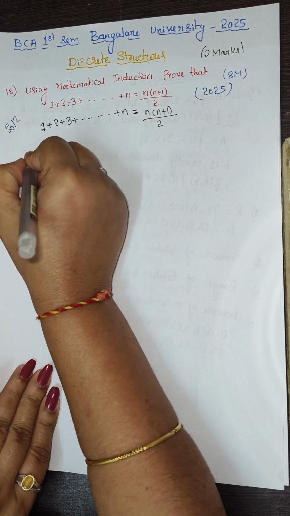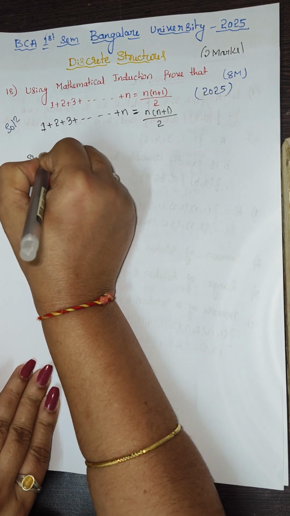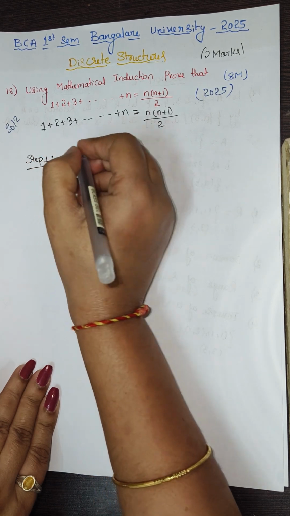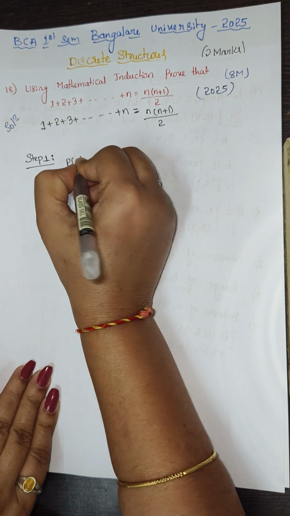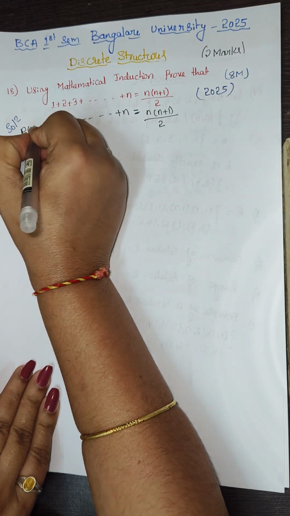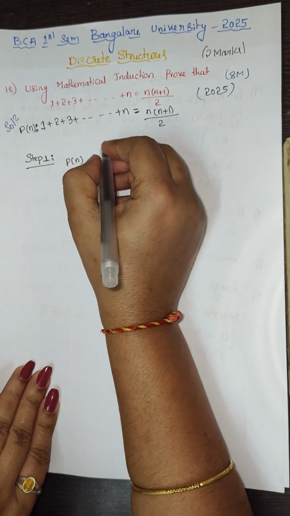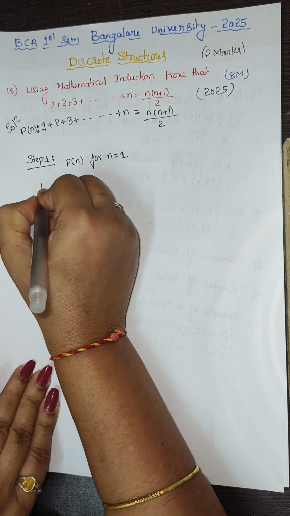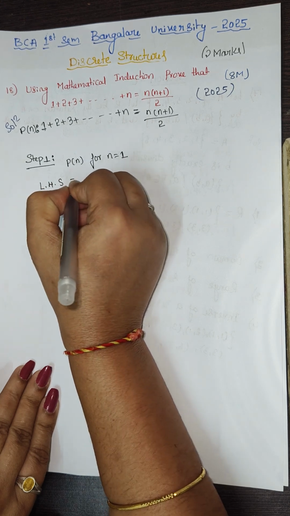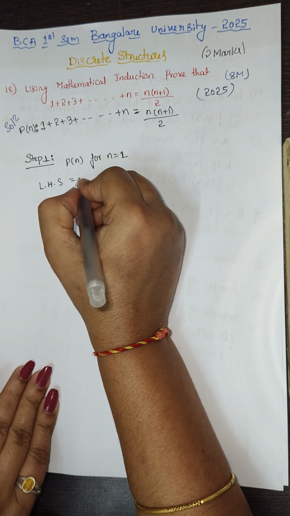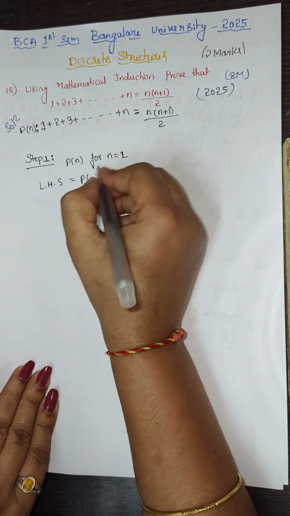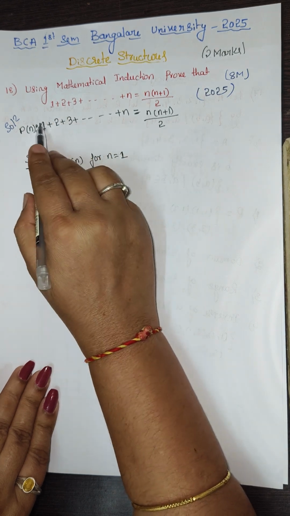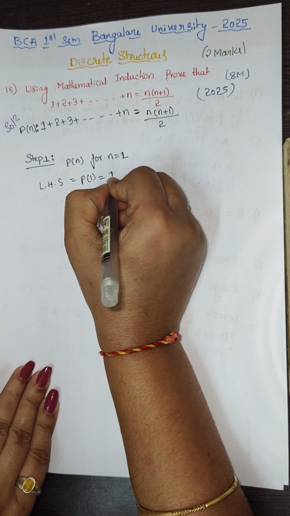Okay, what is step 1 here? Step 1 is we need to prove for n equals to 1. We take this statement as P of n, and we check P of n for n equals to 1. First we will take the LHS, the left hand side. So it is P of 1. P of 1 means we have to take only the first element, since we are taking n equals to 1. That is 1 only.